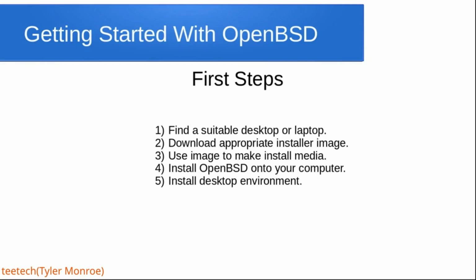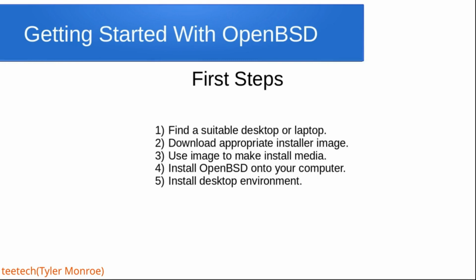Now, after that, you do want to go on to openbsd.org and download the appropriate installer image, depending on your system and what you have. That's done on openbsd.org, and we're going to go over that in the next portion of the video. But after we get that image, regardless, we download it from their site, and we want to use that image. But the image by itself doesn't do anything. So we have to take that image and use it to make install media.